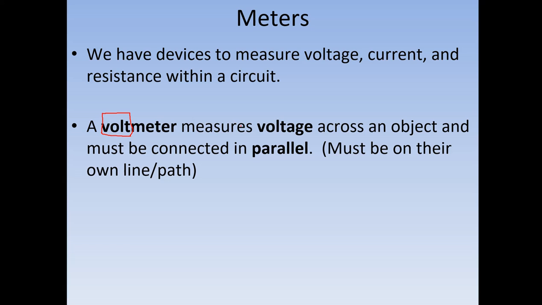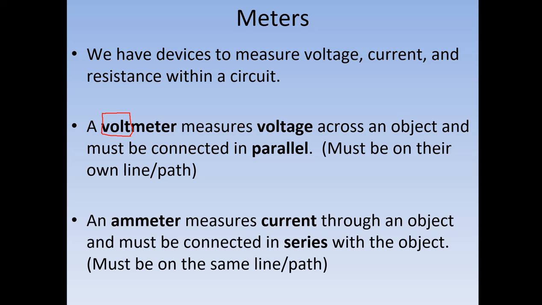Now the thing with the voltmeter is that it has to be connected in parallel. Now remember, parallel means its own separate line. So we have a circuit, we tack it on in parallel on a separate line in order to actually have the voltage read. The other meter that we're going to be using is the ammeter.